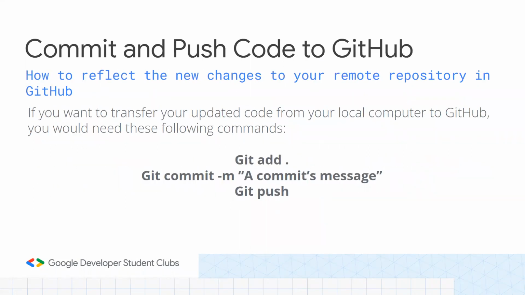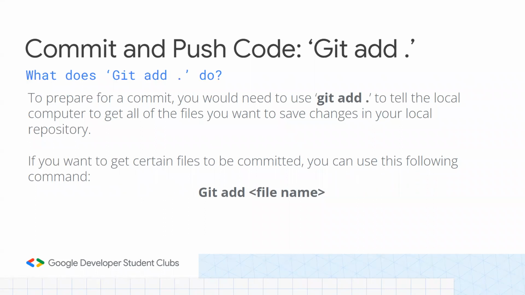So what does git add . do? Essentially it's telling your computer, hey, can you get all of the files that you want to save changes to in your local repository, which is on your local machine, your local computer. And if you want certain files to commit, say you only want to choose one out of many files in your IDE to be saved and committed, you can use git add and then put in the exact file name that you want to save changes to.